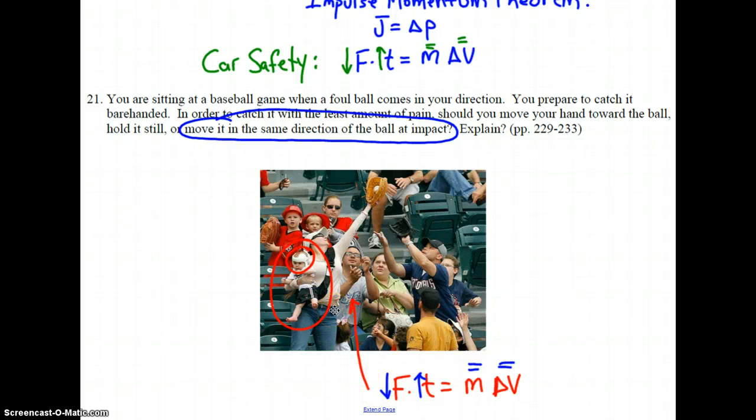Now, this woman came prepared. Not only did she bring a glove, but she's got a little helmet on her baby that she's holding in her arms while she catches the foul ball. That's dedication.